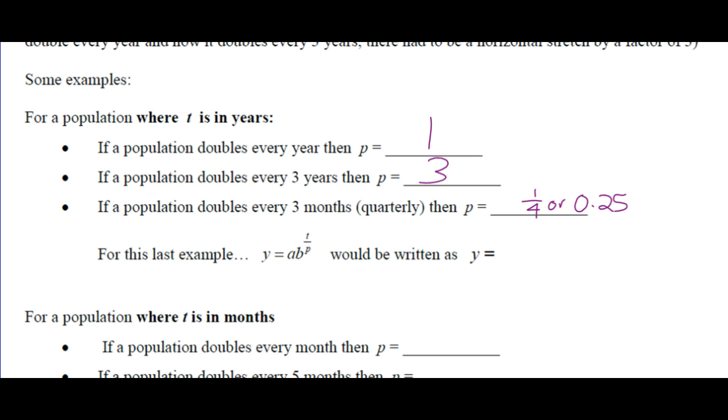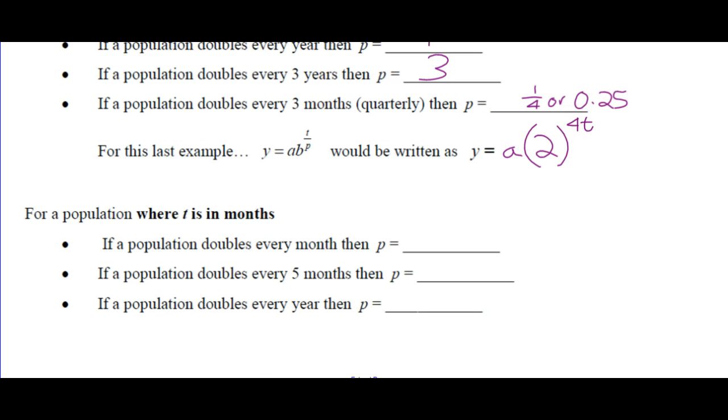So for this last example, y equals a, b to the t over p would be written as y is equal to a, b to the what? So how would we write this guy? Well, t over 1 quarter, or 4t. And if it's doubling, then we know that b is 2. So 4t. If you're putting in 1 year, you're saying I'm going through 4 doubling periods, right? 2 years would be 8 doubling periods. You can get those interest rates, but you have to go to those special loan places.